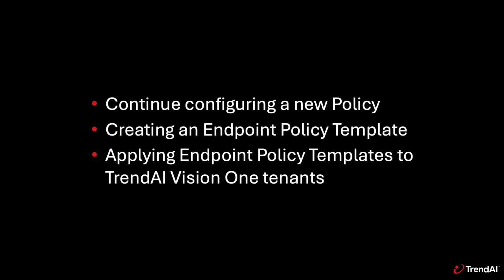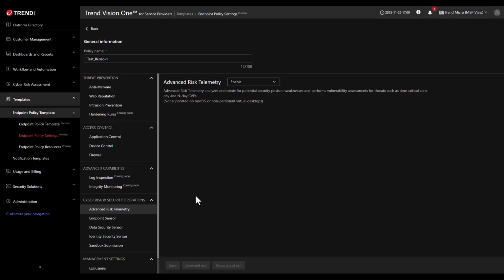template has been created. Starting where we left off in part 1, we'll begin with the advanced risk telemetry setting in the policy we created previously. By enabling this option, we provide enhanced context for the cyber risk exposure management feature. We can identify potential security posture weaknesses and perform vulnerability assessments for threats like time-critical zero-day and n-day CVEs. If the CREM solution will be enabled in downstream Trend Vision One tenants, it's important to enable this option.